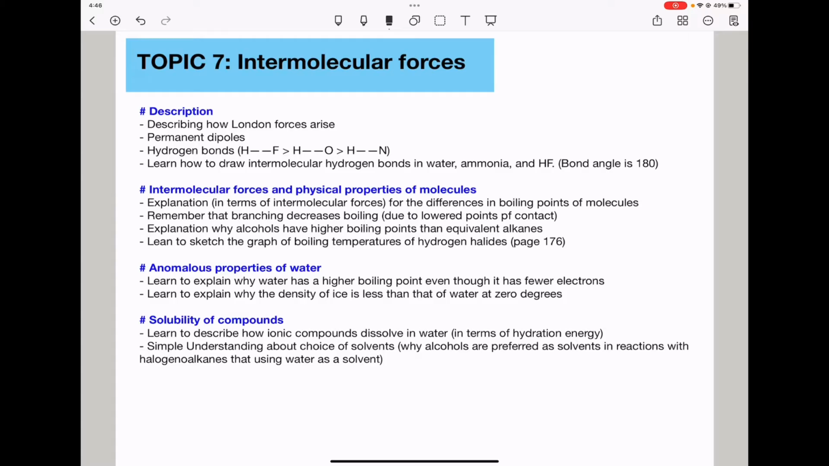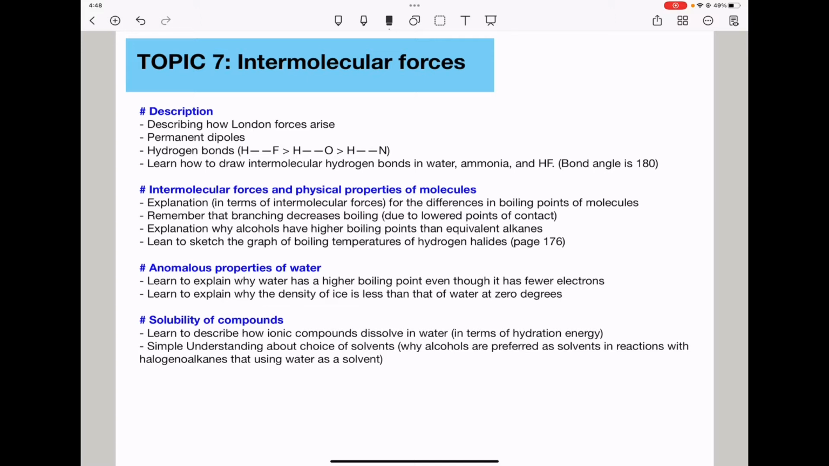And for hydrogen bonds, we know that the intermolecular force of attraction between fluorine and hydrogen is greater than the intermolecular force of attraction between hydrogen and oxygen, which is greater than the intermolecular force of attraction between hydrogen and nitrogen. You need to learn how to draw intermolecular hydrogen bonds in water molecules, ammonia, as well as hydrogen fluoride, and when you do so, ensure the bond angle remains 180 degrees. Intermolecular forces and physical properties of molecules.